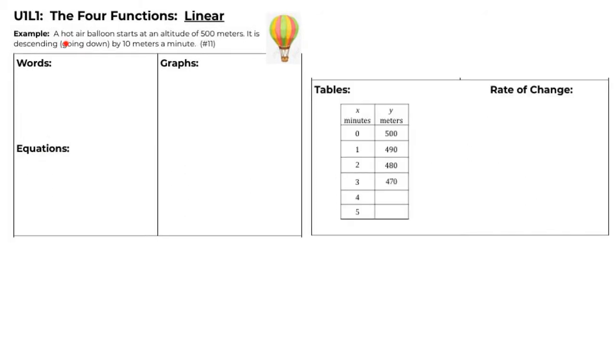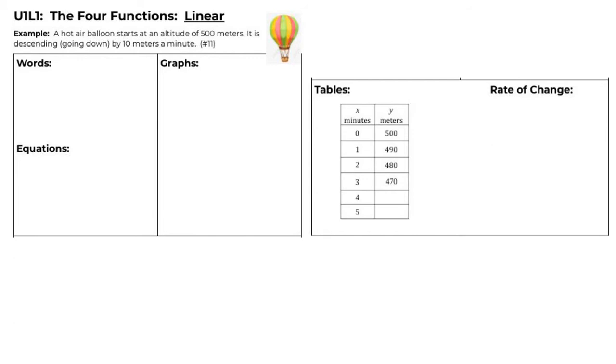So hopefully this looks familiar to you. A hot air balloon starts at an altitude of 500 meters. It is descending, which means going down, by 10 meters per minute. This was scenario 11 from our card sort. This is representative of a linear function, and we're going to keep coming back to this slide as we add more details about linear functions.